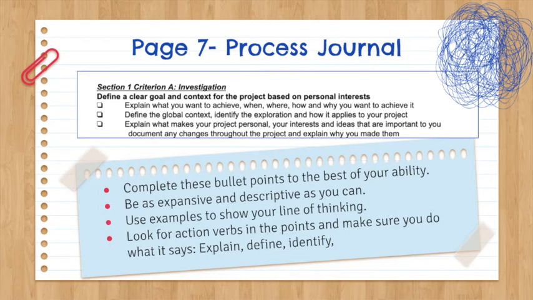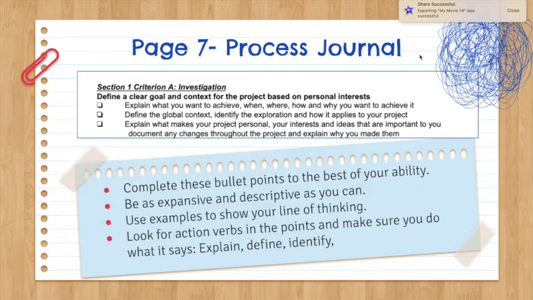Page 7 is where it describes the process journal. It has some bullet points in there, and it tells you what should be in your process journal. Section 1 is criterion A, investigating. The first bullet point says to explain what you want to achieve, when, where, how, and why you want to achieve it. Define your global context, identify the exploration and how it applies to your project. Then explain what makes your project personal, your interests and your ideas that are important to you, and document any changes throughout the project and explain why you made them.